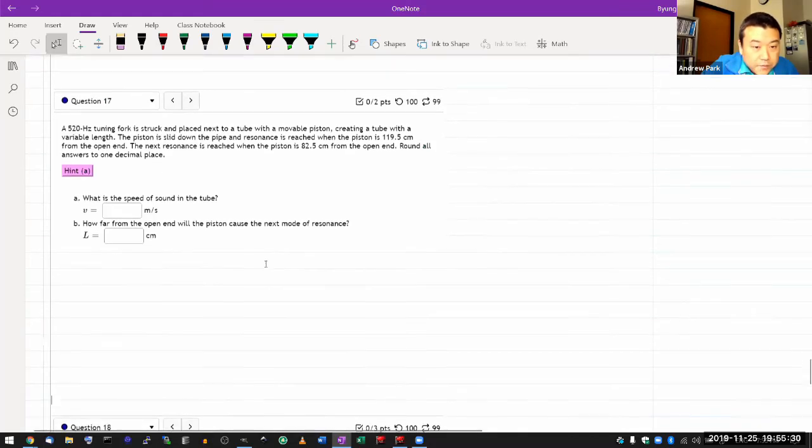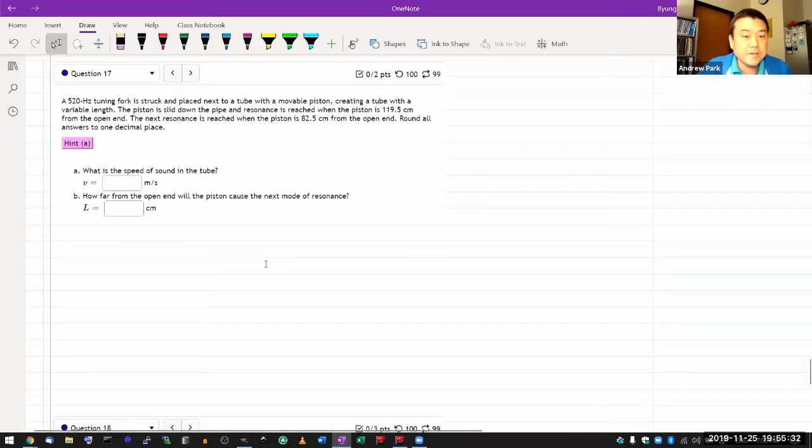A 520 hertz tuning fork is struck and placed next to a tube with a movable piston. So I'm given the frequency, creating a tube with a variable length. Next, the piston is slid down the pipe, and resonance is reached when the piston is 119.5 centimeters from the opening.